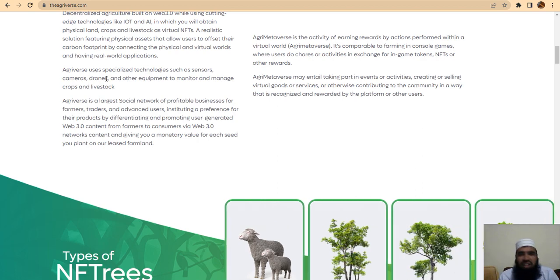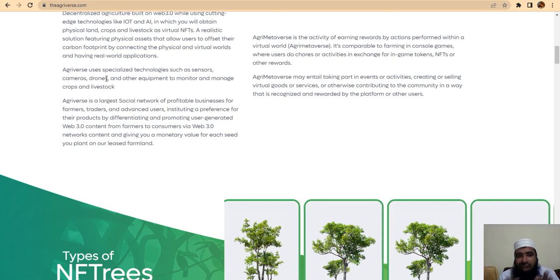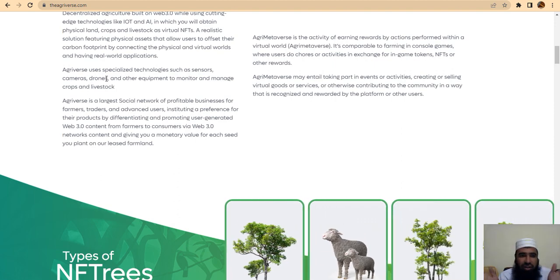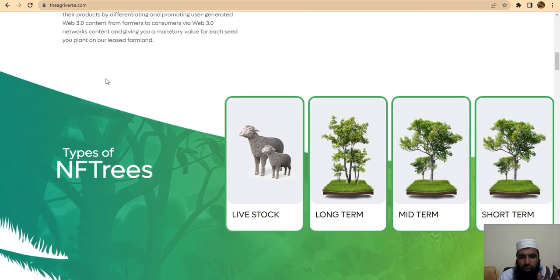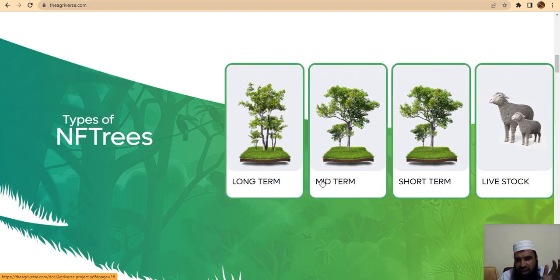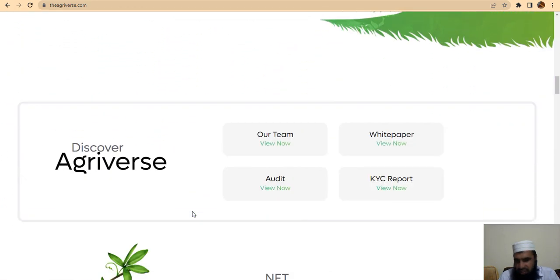First of all, Agriverse uses specialized technology such as sensors, cameras, drones and other equipment to monitor and manage crops and livestock. It is very easy to understand the system of Web3 content from farmers to consumers, where Web3 networks give a monetary value for each species you plant or the leased farmland. You can see the types of NFT trades, and also the livestock, long term, mid term and short term. It is easy for you to understand the situation of the Agriverse project.